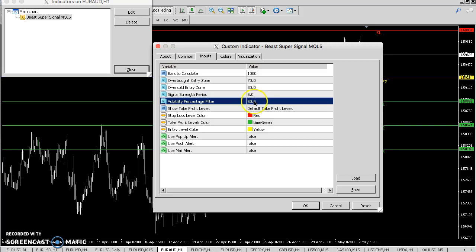The volatility percentage filter works very similarly. This is just a filter percentage, so when there are very increased periods of volatility, you can set this percentage to filter out some of those periods of time.